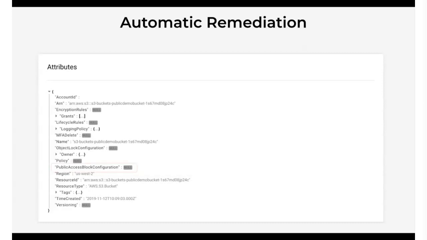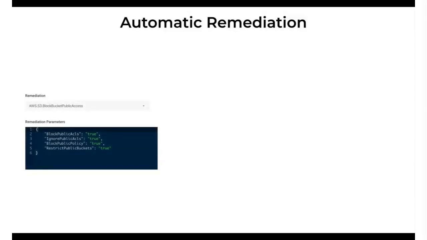There's a check that Amazon added somewhat recently that allows a protection to be put in place that would actually prevent the bucket from going public. In this specific scenario, this resource doesn't have that set. So let's look at an automatic remediation that would actually set this.